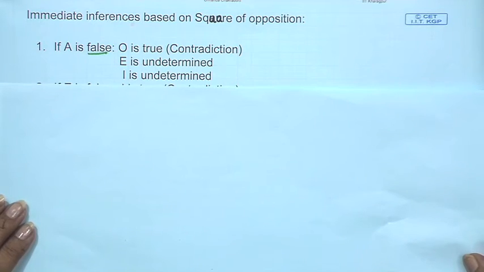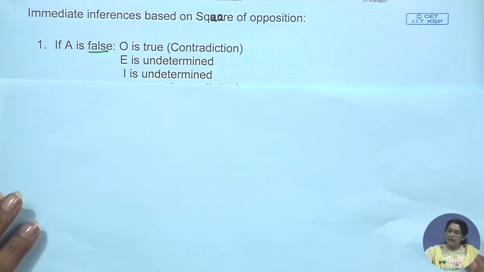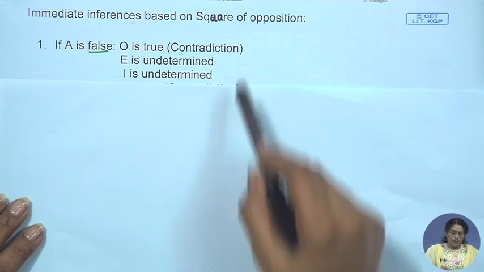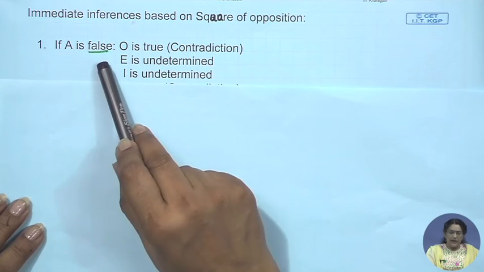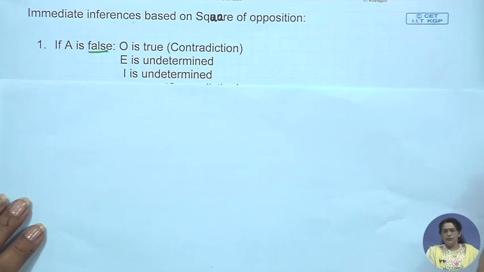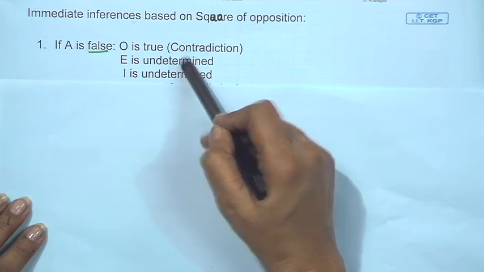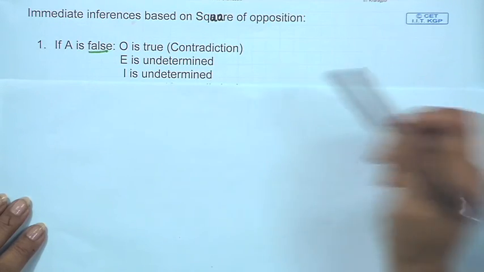Similar thing we can do with falsity also. Suppose I tell you A is false, then what happens to the O, E and I? If A is false, you know immediately O has to be true. Why? Because of contradiction. But if A is false, do we know what the truth value of the E would be? No, because both may be false. Maybe does not mean must be. So, you do not know that E must be false. You also do not know that E must be true. So, the best answer here is E is undetermined.